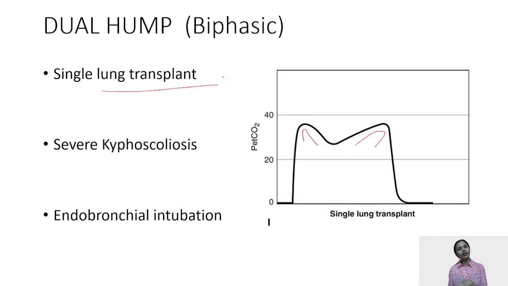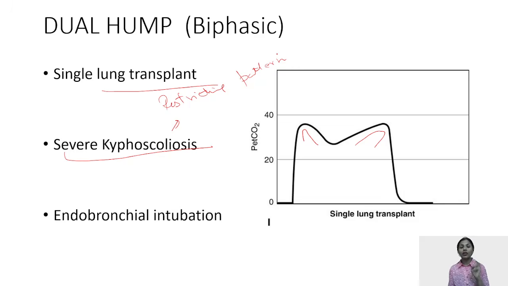One of the main reasons for these two humps is lung transplant, where one lung is not very happy with the other lung because that's foreign, and thus we have two humps in phase 3 of the alveoli. Two other conditions in which these come are severe kyphoscoliosis. Please remember, in severe kyphoscoliosis we have a restrictive pattern of respiration and one lung is not coordinating with the other lung. That is why we have two humps.